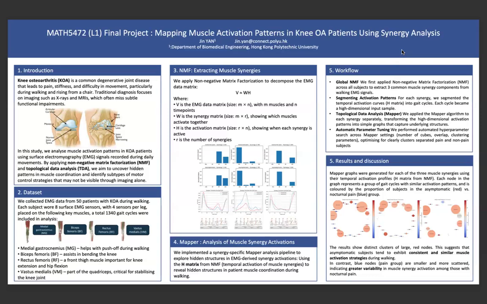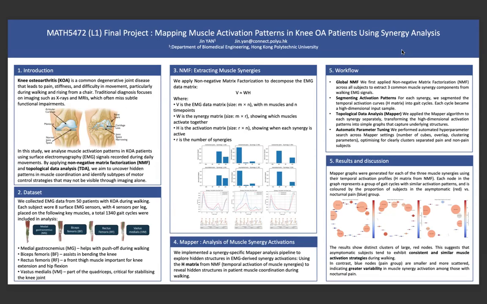MG is the muscle at the back of the leg. It helps with pushing off during walking. The biceps femoris is the muscle at the back assisting in bending the knee. The RF muscle is a front thigh muscle important for knee extension and hip flexion. The last one is VM, part of the quadriceps, crucial for stabilizing and sealing the knee joint. In this analysis, a total of more than 1,000 gait cycles were included.